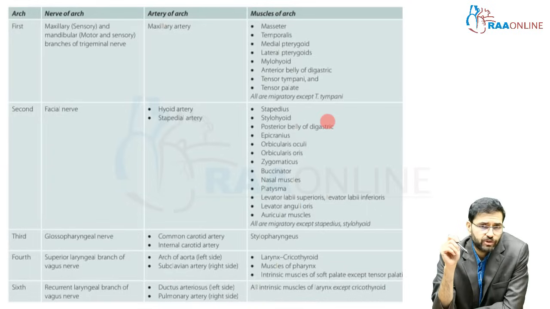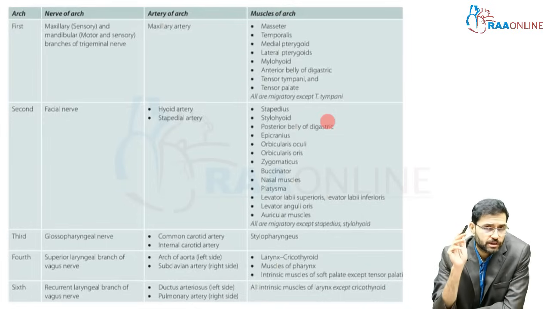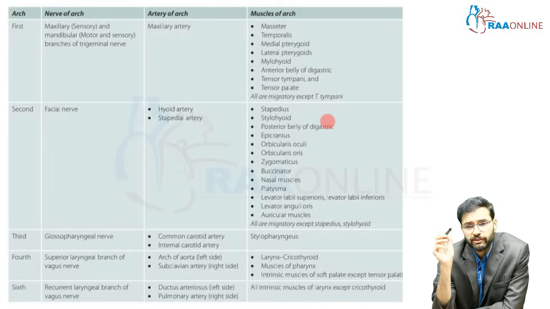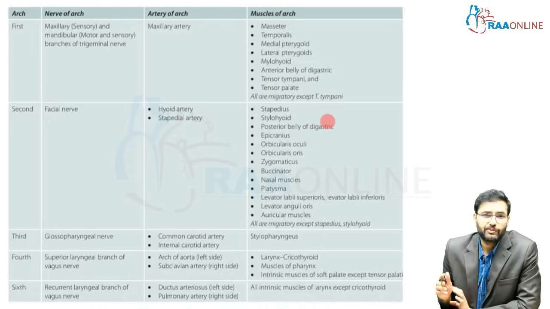Next is the sixth pharyngeal arch. The nerve of the sixth pharyngeal arch is the recurrent laryngeal nerve, and the artery of the sixth pharyngeal arch is the ductus arteriosus on the left side and the pulmonary artery on the right side. All intrinsic muscles of the larynx except for cricothyroid are derivatives of the sixth pharyngeal arch. So, this is very important.